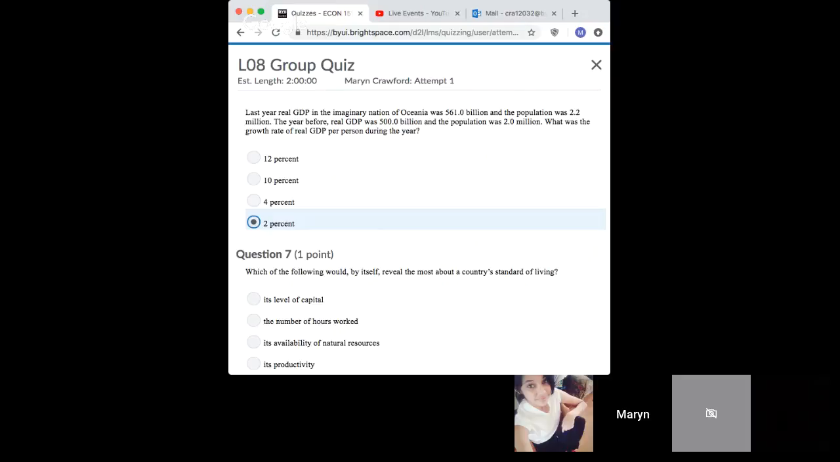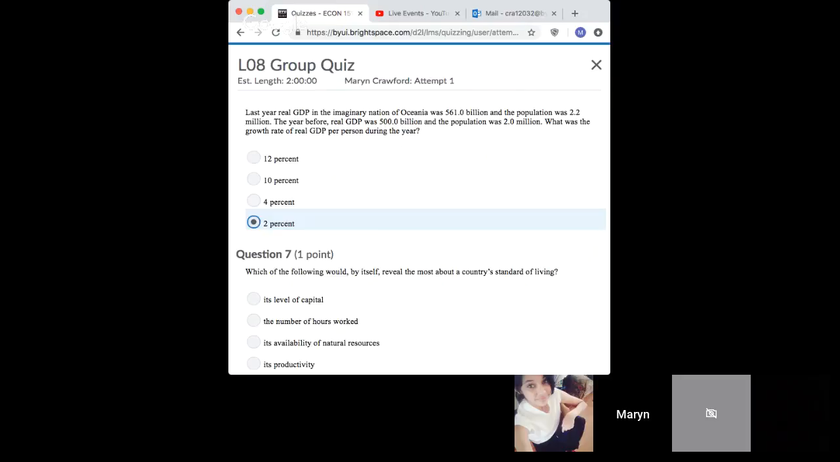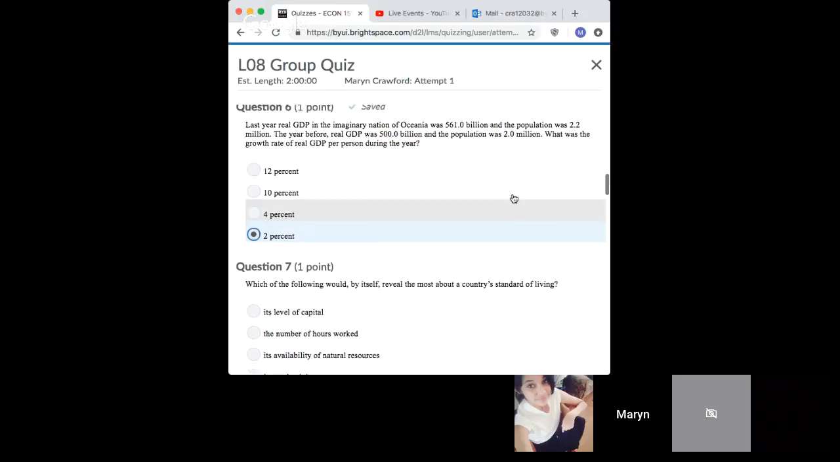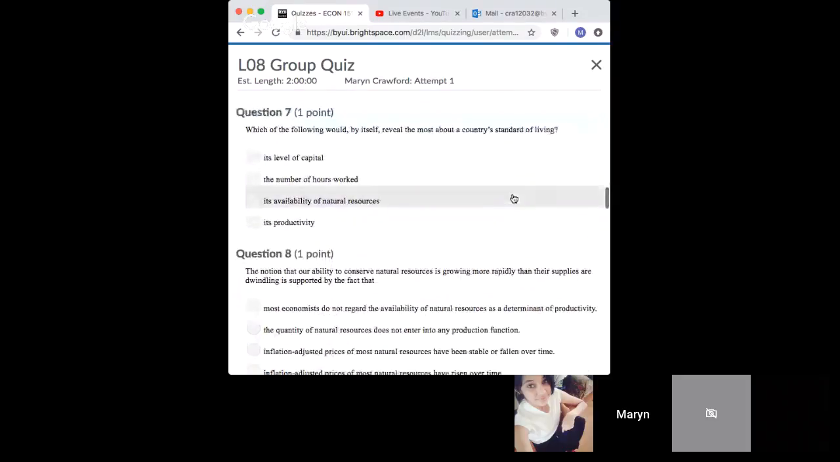Jenny got B, 10%. So I looked that one up too just to check it, and it said it was 2%. But basically, all I did, I just took the 561 and divided it by the 2.2, and then did the same thing for the 500 and the 2, and then I put it into the GDP growth rate equation, and it was like 1.96, something like that. Okay. That's what I did. Cool. Thanks for explaining it, because I think Jenny might come on and watch the video after, so that'll be helpful for her.